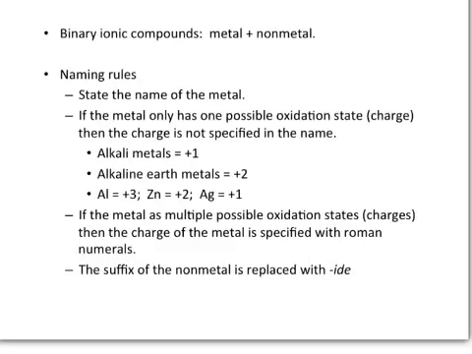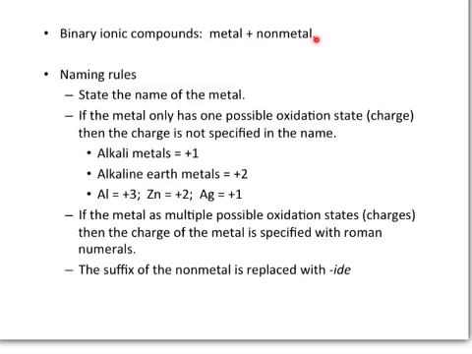In this video, we're going to look at some examples of naming and writing formulas of binary ionic compounds. Binary ionic compounds, as the name suggests, are just composed of two types of elements. They'll be composed of a metal and a nonmetal. The rules for naming these compounds are relatively straightforward.